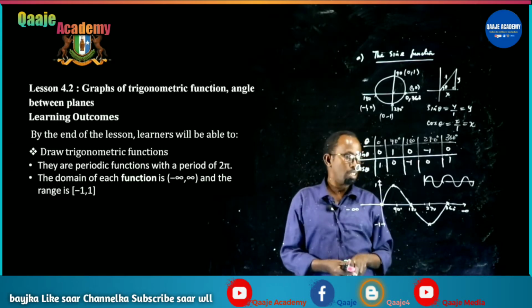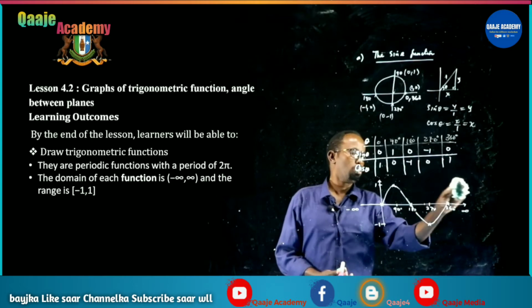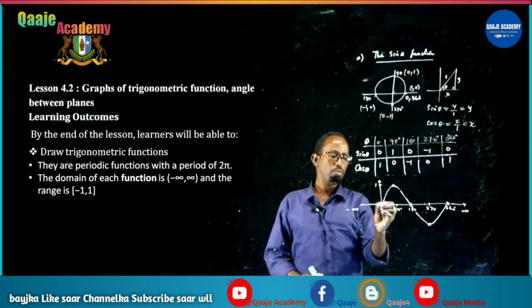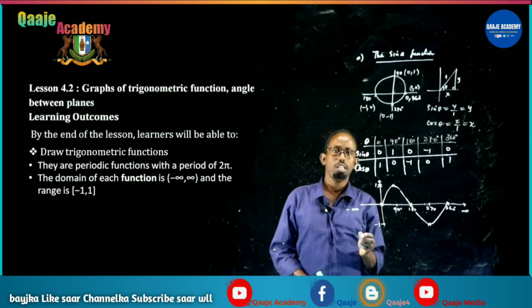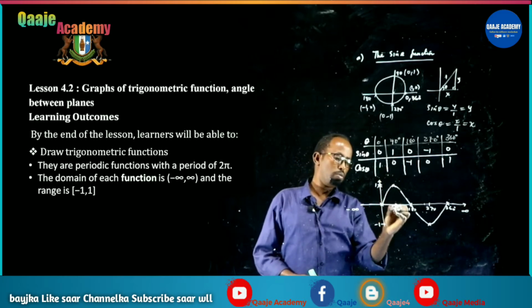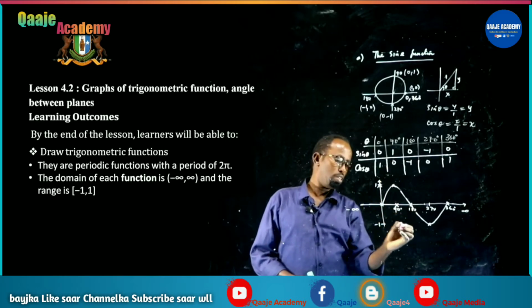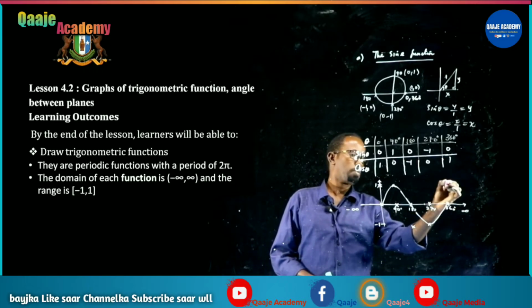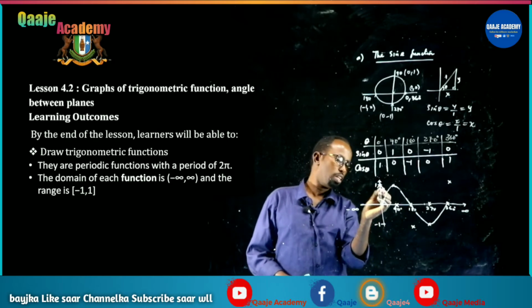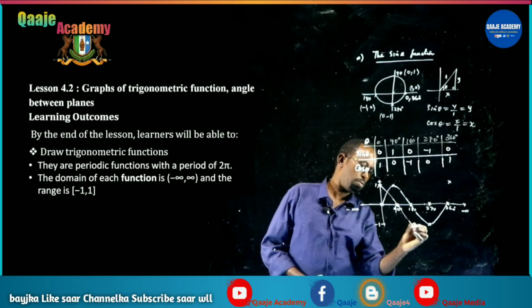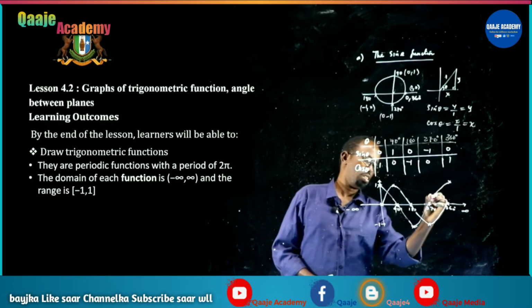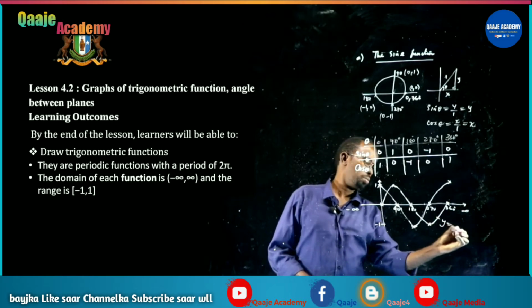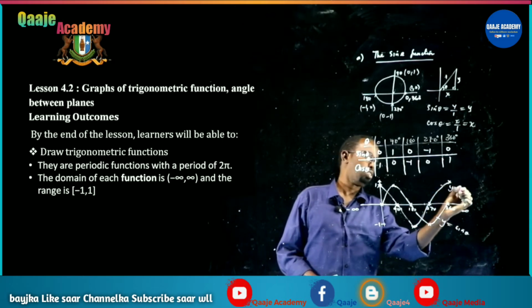For the cos function, I will also draw the cos and the sine axis. So cos of 0, we know cos of 0 is 1. 90, 0, 180, minus 1, 270, 0, 360, 1. I join the points again. That is the cosine. So this is y equal to sine, and this is y equal to cos.